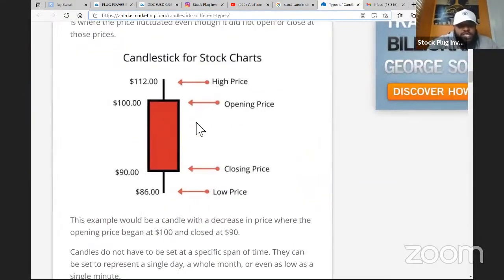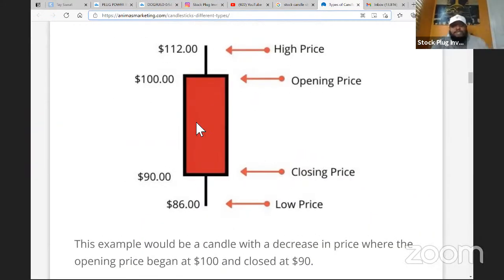This one right here is the exact opposite. This is a bearish candle, meaning the stock is going down. Bullish is like the horns of a bull going up, so the stock is going up. For bearish, think of a bear mauling you, swinging down. The stock is going down. So right here, this is a bearish candle.